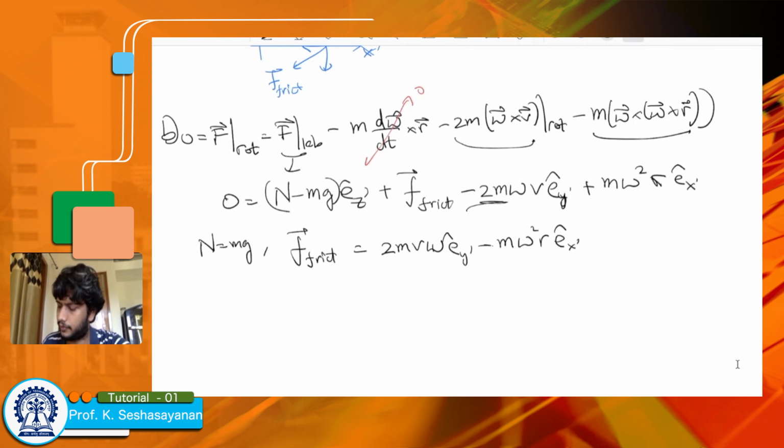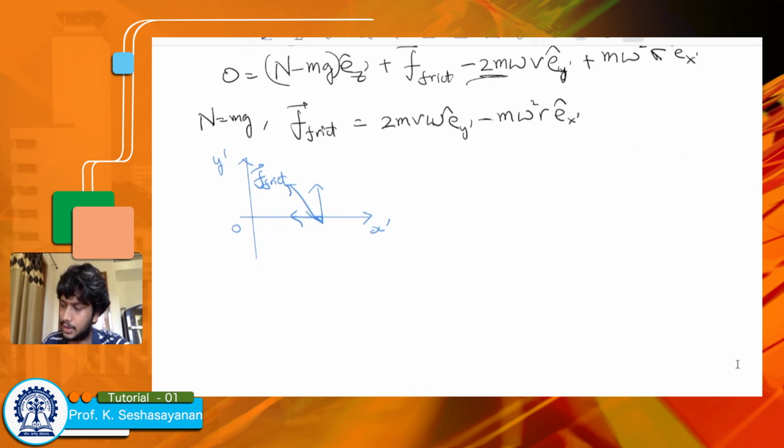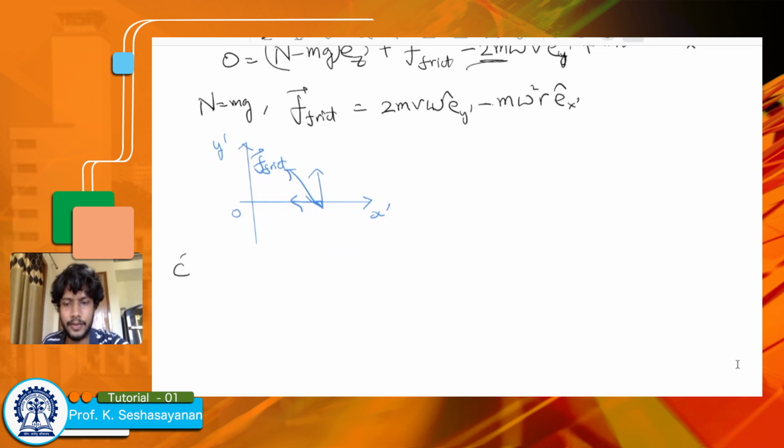So these are the two components of this frictional force. We have one component in the plus y prime direction, and another component, minus m omega square r, in the x prime direction, so it's minus ex prime hat. So it's coming towards O, and there's one which is perpendicular. So we have a frictional force which is somewhere along this direction. Okay. So this brings us to the last part where velocity is now only in the z prime direction.